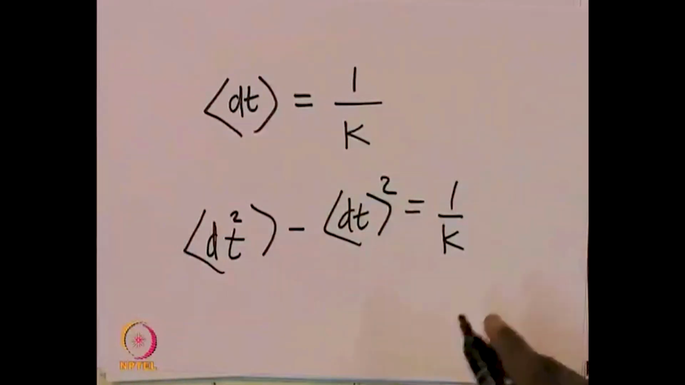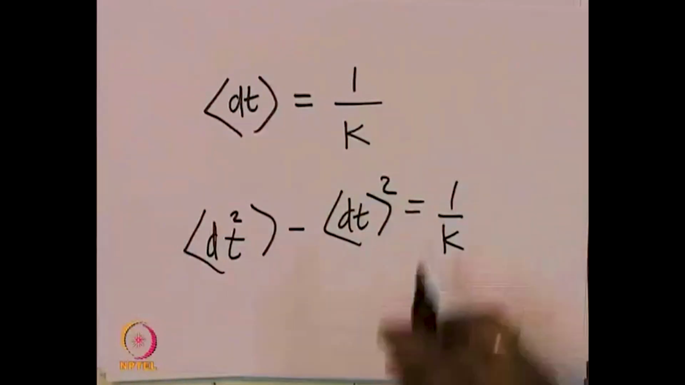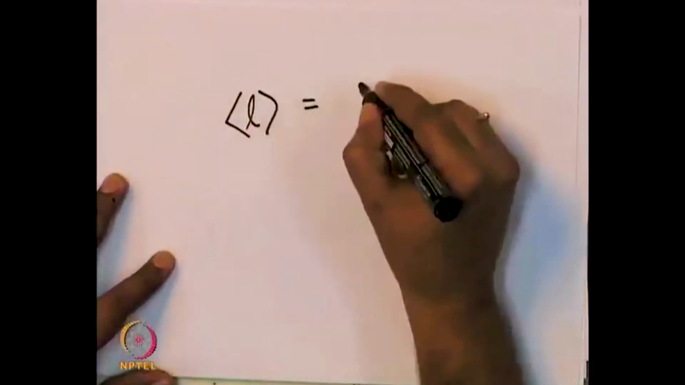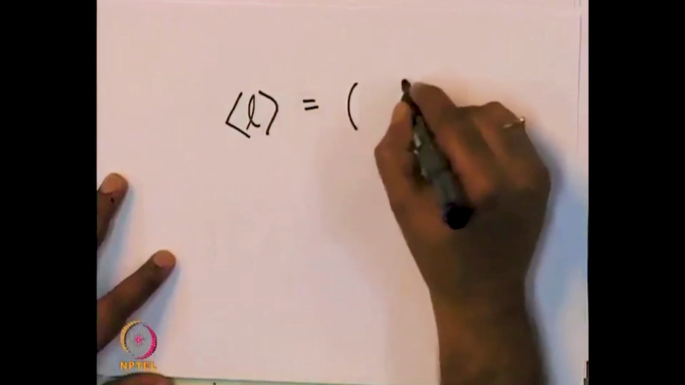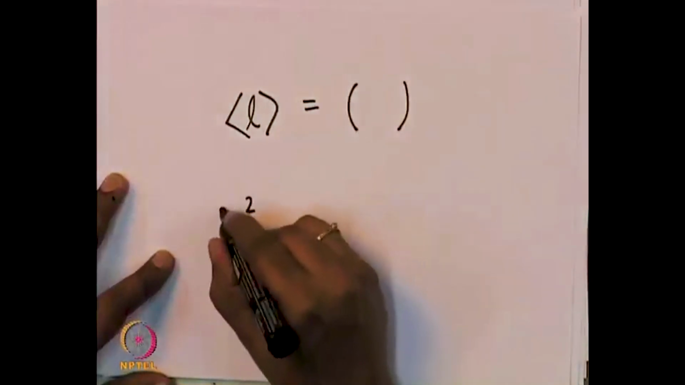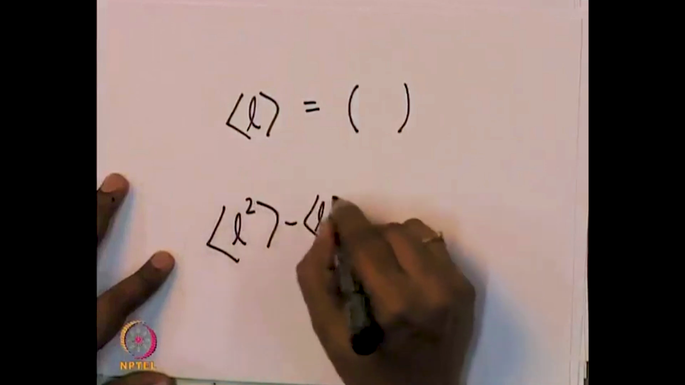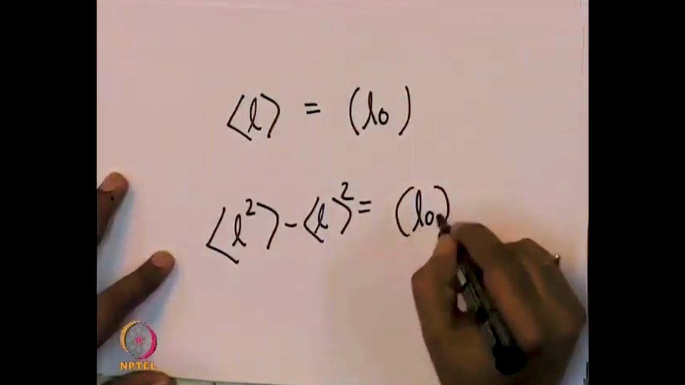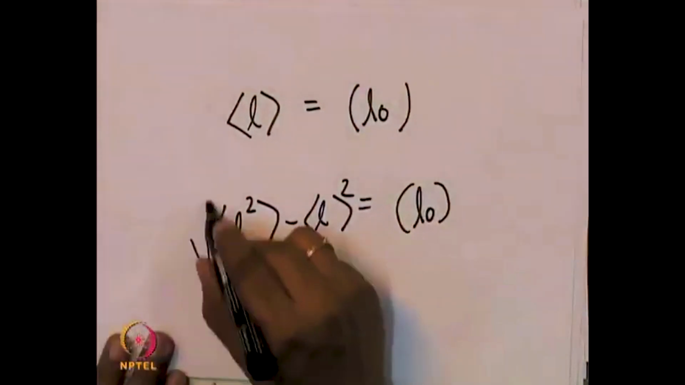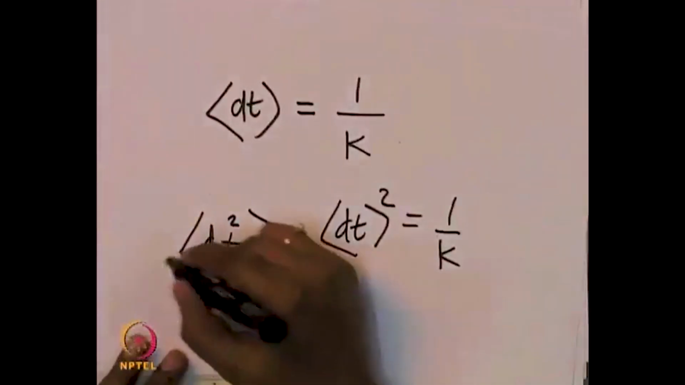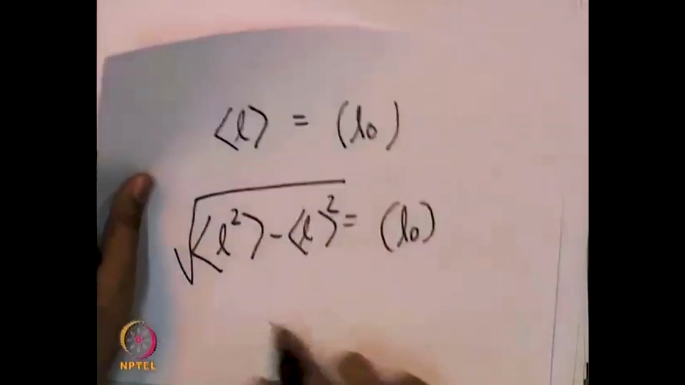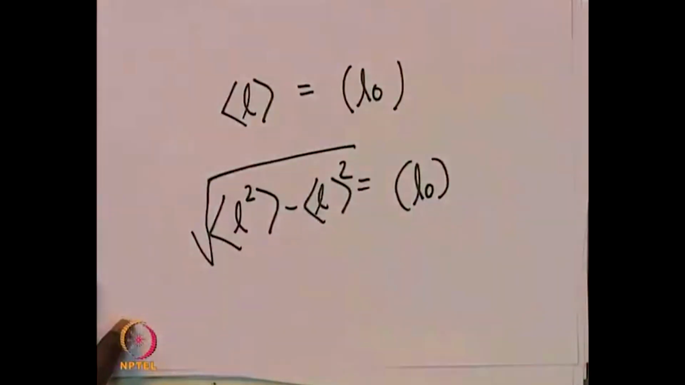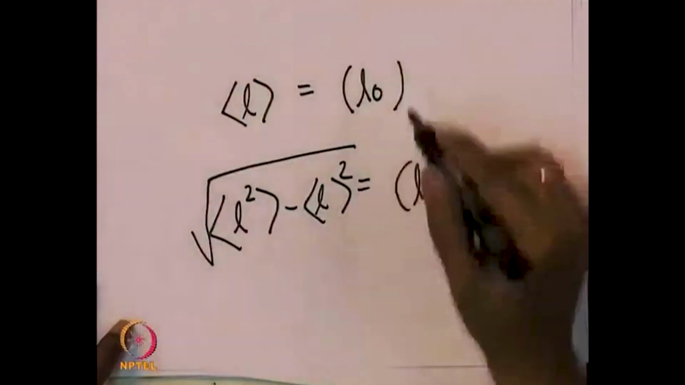So this is the property of an exponential distribution, and this is the same for microtubule length. The average length is some particular number, and you will find that L square average minus L average squared will also be the same number. So if this is some L 0, this will also be L 0. Sorry, the square root of this will be a number L 0, which is the same as the average.